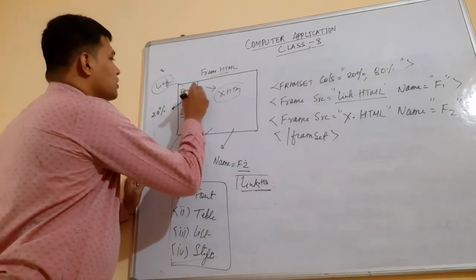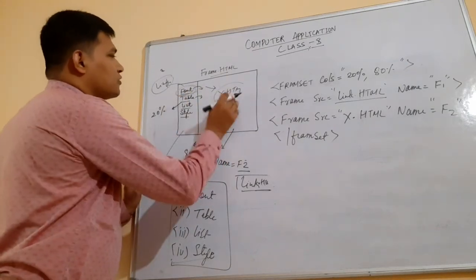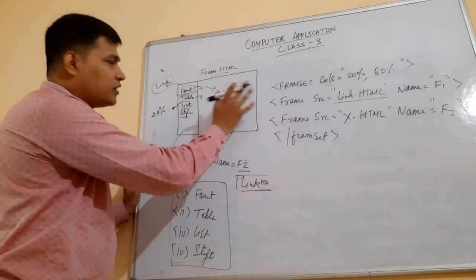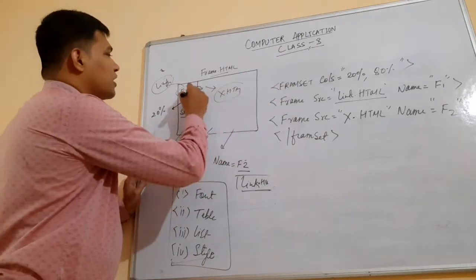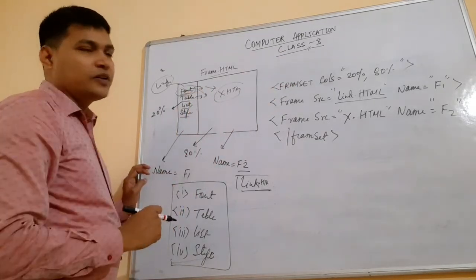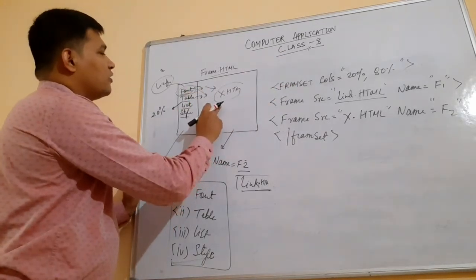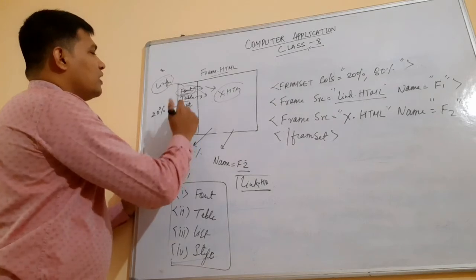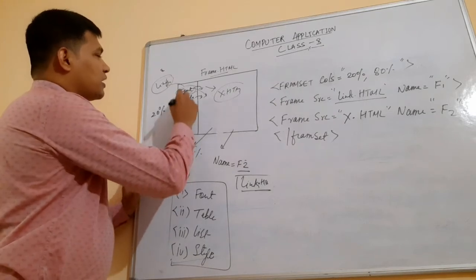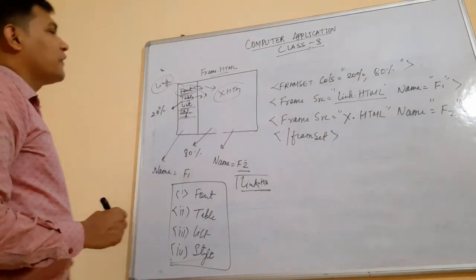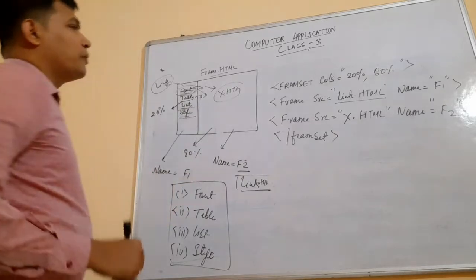When the user clicks on this particular font, the x.html content will be erased, and the content of the font file will appear here. The content of the table will appear in the same way. Whenever you click on this link, the content of this file will open here.